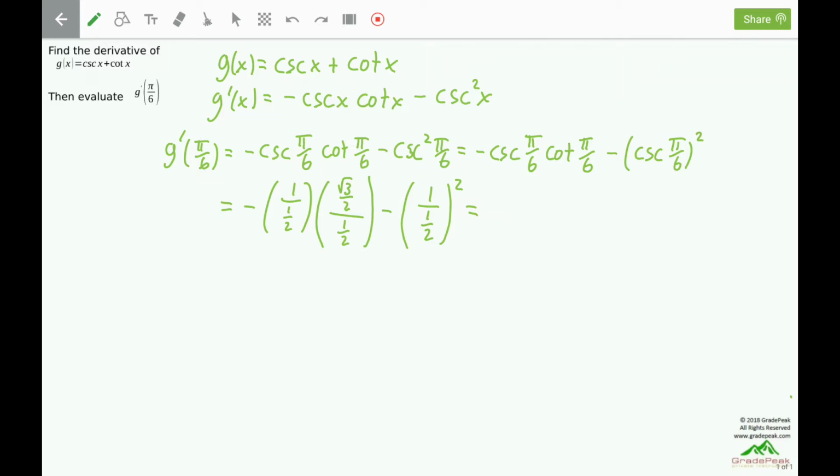For each of these, we're going to reciprocate the denominator fraction and multiply with the numerator fraction. So that first term we will have 1 times 2 over 1. 1 times 2, which is just the 2. That second, we will have root 3 over 2 times a 2 over 1. The 2's here can cancel. And then this third one here, we'll have 1 times 2 over 1, which is just a 2. And then it'll be squared.